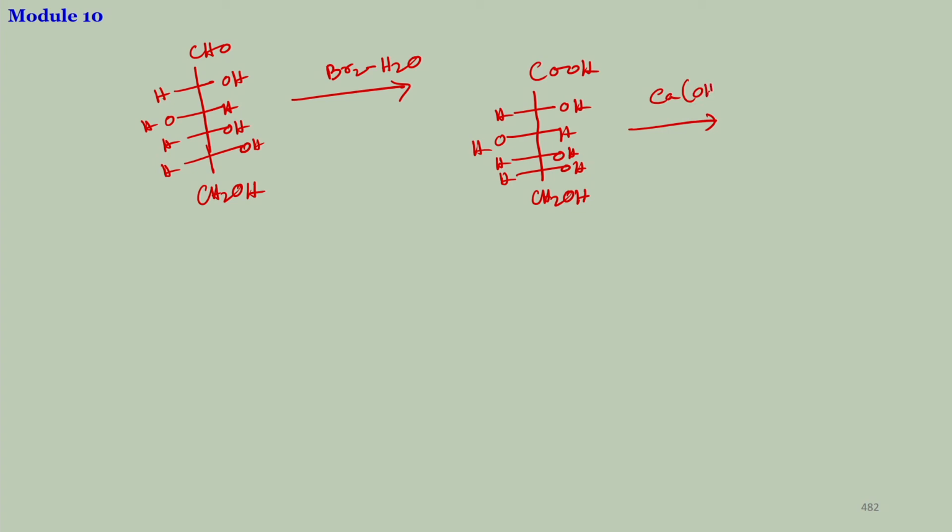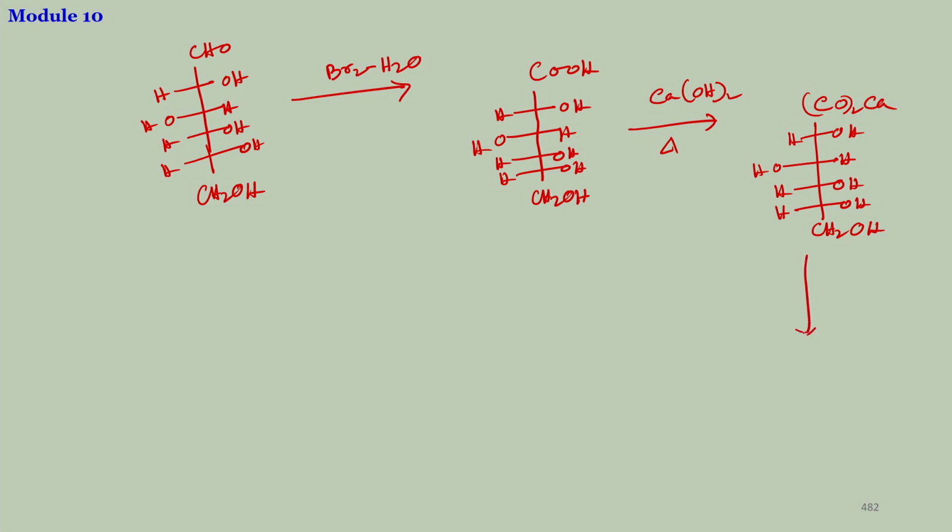Then treat this with calcium hydroxide and heat it up, you will form the calcium salt, CO2 Ca, with CH2OH. This, if you treat it with Fenton's reagent, Fenton's reagent is basically your FeSO4 in hydrogen peroxide. Then you get elimination of carbon dioxide, and the next carbon would be exposed.